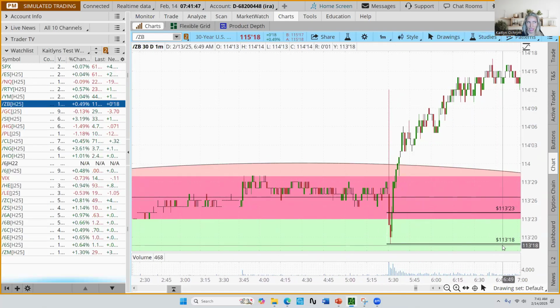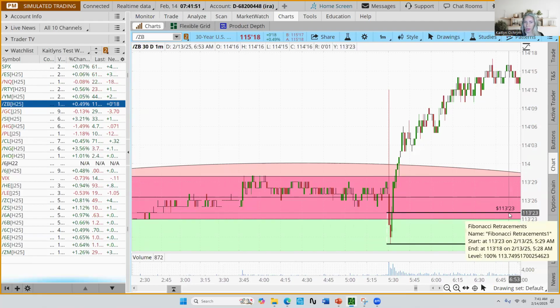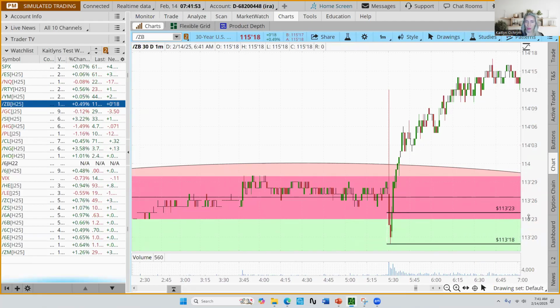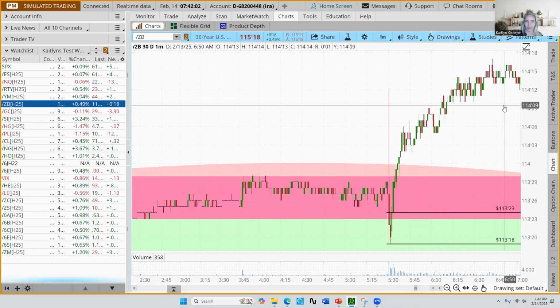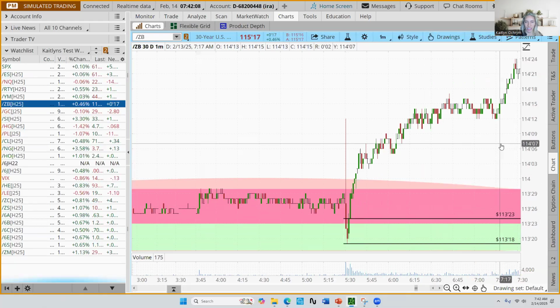How much risk is that? Does anyone know? 113.18 to 113.23. About how much risk is that dollar-wise? Does anyone know the calculation on that? What's that risk? 113.18 to 113.23.